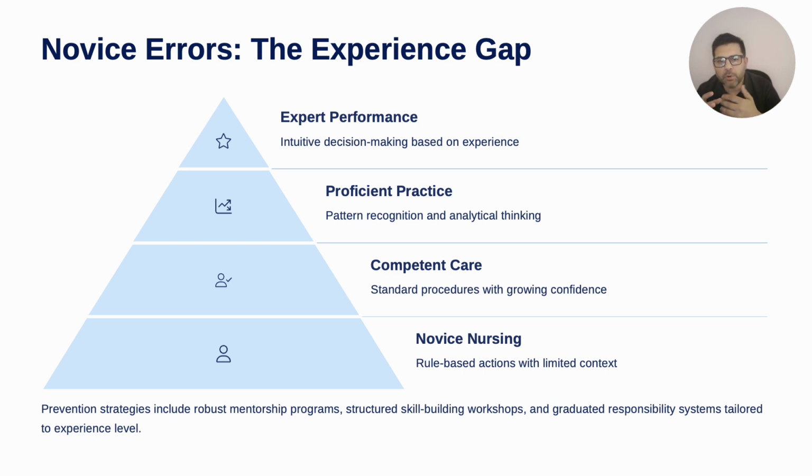So how do we support our newer colleagues and prevent these errors? The first is we should have robust mentorship programs. Pairing experienced staff with newer ones allows for direct guidance and real-time learning. The second is structured skill building workshops, providing safe, controlled environments to practice procedures and decision making before they face them in high stakes situations.